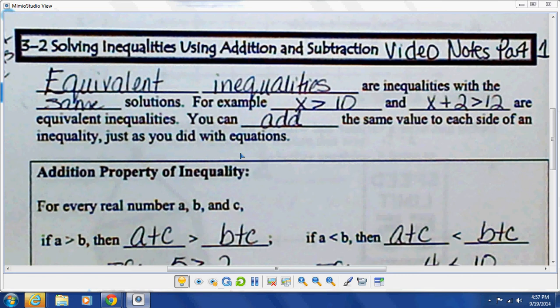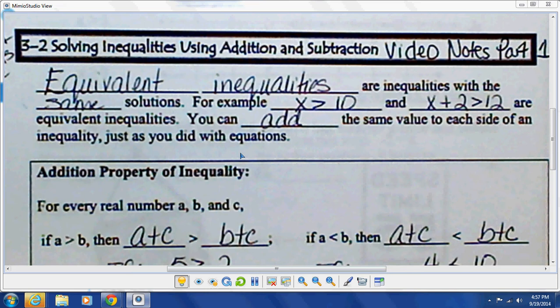So we're first going to start off by talking about a property which says that equivalent inequalities are inequalities with the same solutions. For example, x is greater than 10 and x plus 2 is greater than 12 are equivalent inequalities. And they're equivalent because you can add the same value to each side of an inequality just as you did with equations.